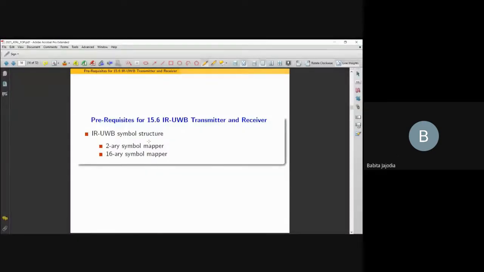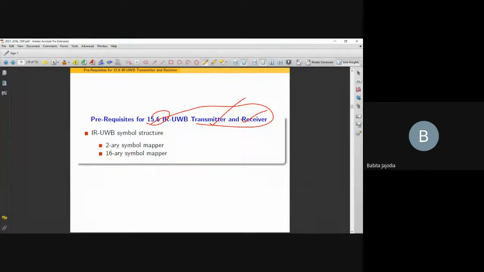Before we start discussing the 15.6 IIRUWB transmitter and receiver, we will discuss a few basic prerequisites which will help you understand the transmitter and receiver in more detail. First, the IIRUWB symbol structure. We will be discussing the 2-ary symbol mapper as well as the 16-ary symbol mapper, because these two are the particular symbol mappers mentioned by the standard. So we are trying to discuss the transmitter and receiver specific to the standard.